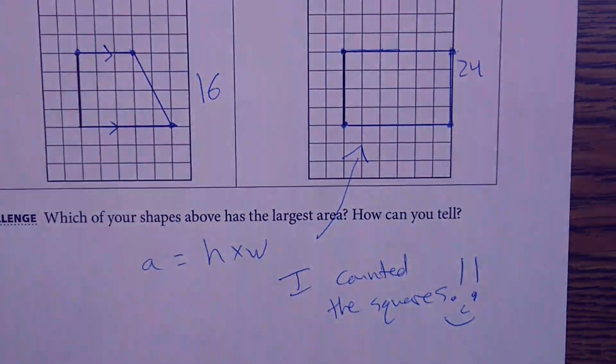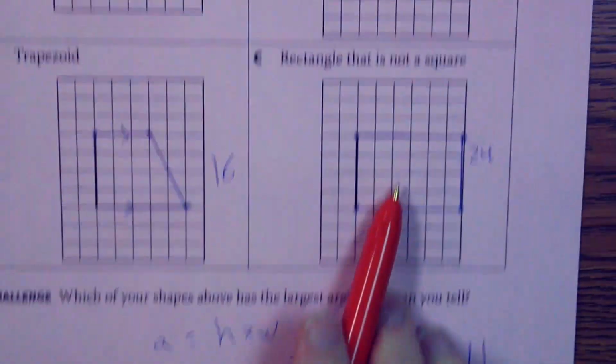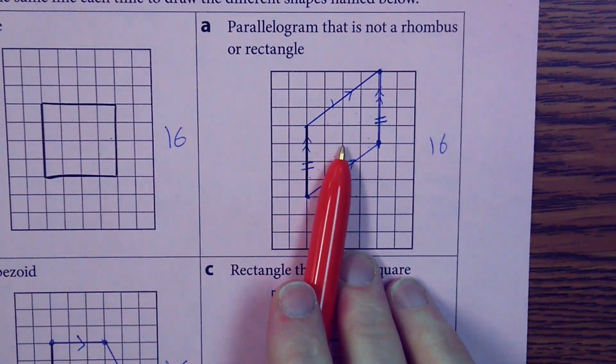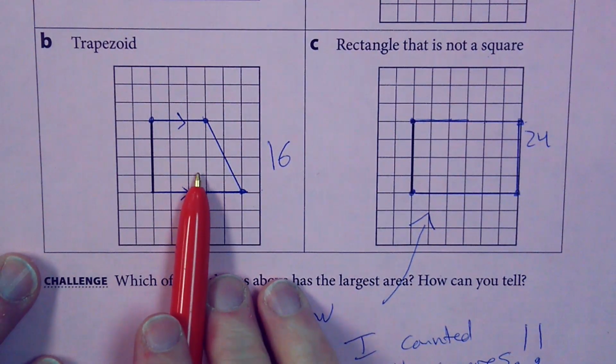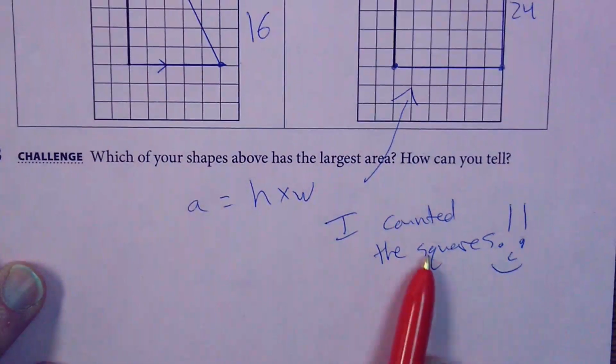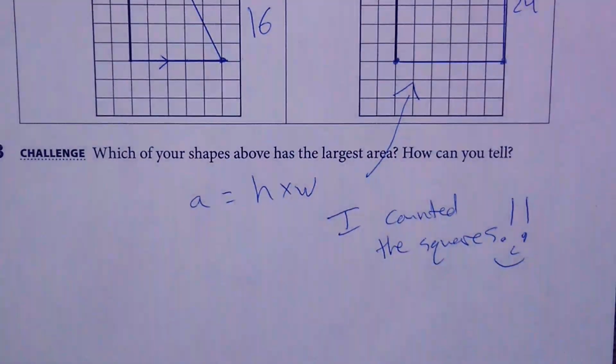Yay! And hopefully you are too, okay? Your answer might be different. You may have made this a huge parallelogram. Or maybe you made this a teeny tiny trapezoid, and that wasn't an option, right? So as you go through your shapes, make sure you think to yourself, how many squares does that take up? That's going to be your area.